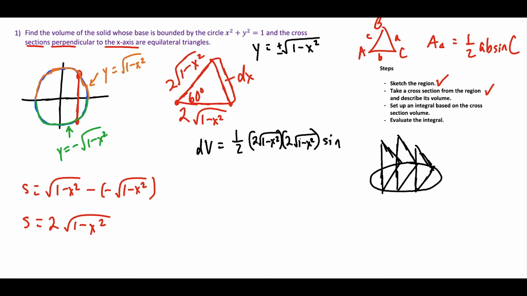And the angle between any of the sides is 60 degrees. And then we just have the delta x at the end here. So this represents the volume of one of these slices. And if we simplify this a bit, half of 2 cancels.